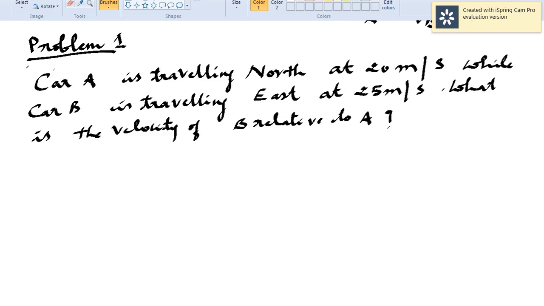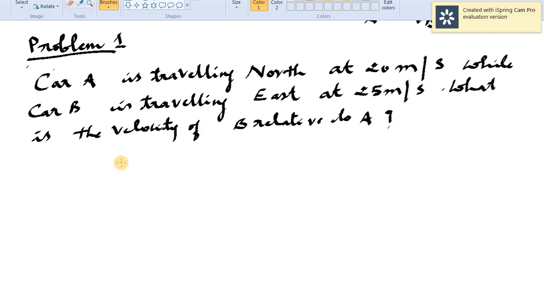We consider a problem here. Car A is traveling north at 20 meters per second, while car B is traveling east at 25 meters per second. What is the velocity of B relative to A? What is the velocity of car B relative to car A? So, we will write this.